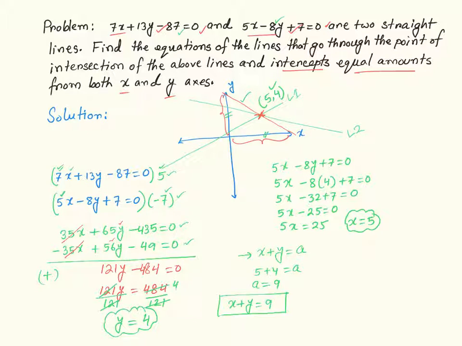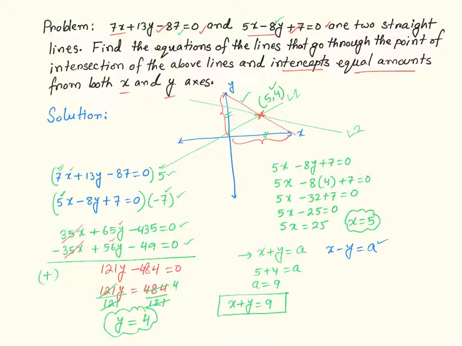However, there is one little catch here. The problem says that it intercepts equal amounts. So if I have an equation of the form x minus y is equal to a, this equation is also going to intercept equal amount as well. Even though the signs or the direction is going to be different, the actual length that it's going to intercept from x and y axis is going to be the same. The magnitude is going to be the same.